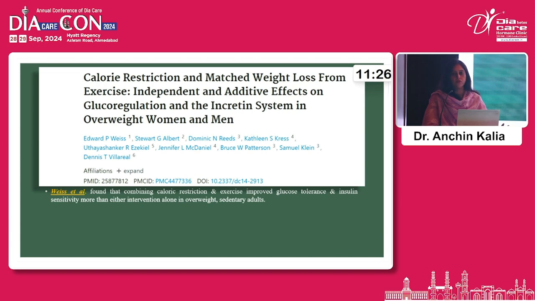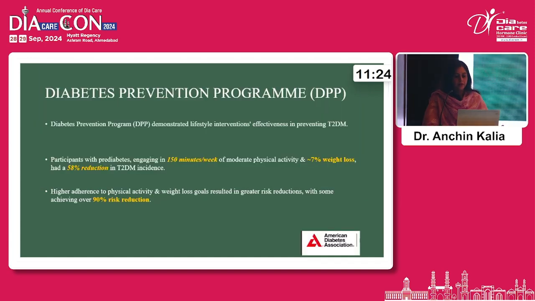Another beautiful program was the Diabetes Prevention Program, which has been going on for years. 20 years back when it came, the participants were engaged in 150 minutes per week of moderate physical activity, and the target weight loss was around 7%. It was seen that the incidence of type 2 diabetes reduced by around 58%.